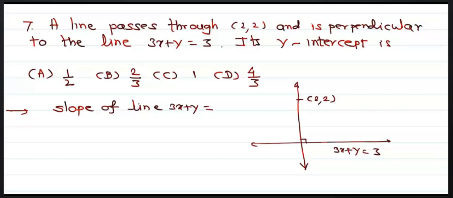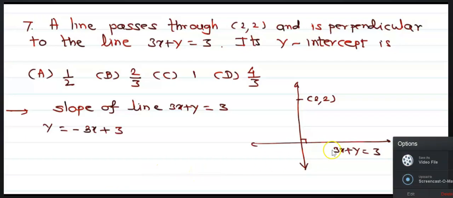Now this is the line, that is, 3x plus y is equal to 3. This is our given line. But our required line passes through the point 2, 2, and it is perpendicular to 3x plus y is equal to 3. Now, for the line which passes through the point 2, 2, we want to find its slope. And what will the slope be? Its slope is the minus and reciprocal of the slope of this line, 3x plus y is equal to 3.